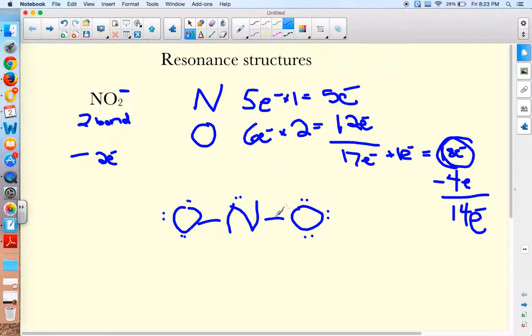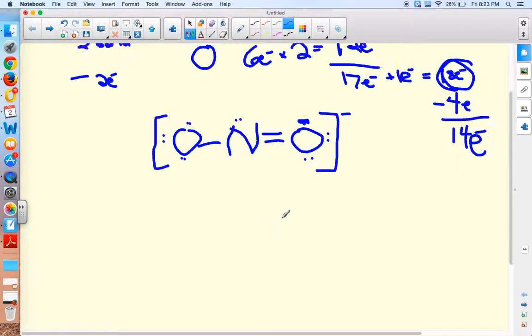So what will happen is there's going to be a double bond. One of these pairs of electrons is now going to be shared between the nitrogen and the oxygen. So this is no longer here. This oxygen is still fulfilling the octet rule, 2, 4, 6, 8. This nitrogen is also 2, 4, 6, 8. So everyone's fulfilling the octet rule. So this is one of my possible resonance structures. I'm going to put brackets around it because it is an ion, and I'm going to put the charge on the outside.